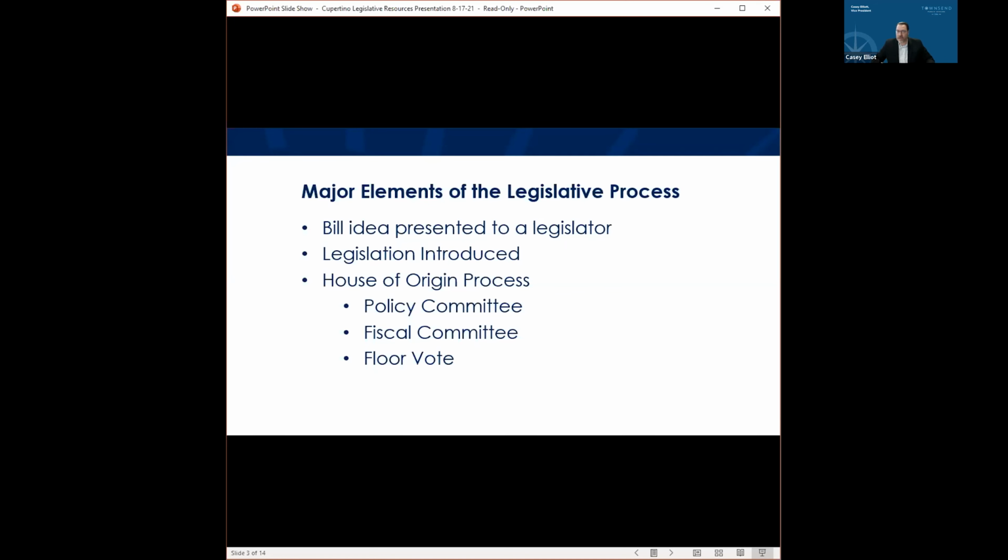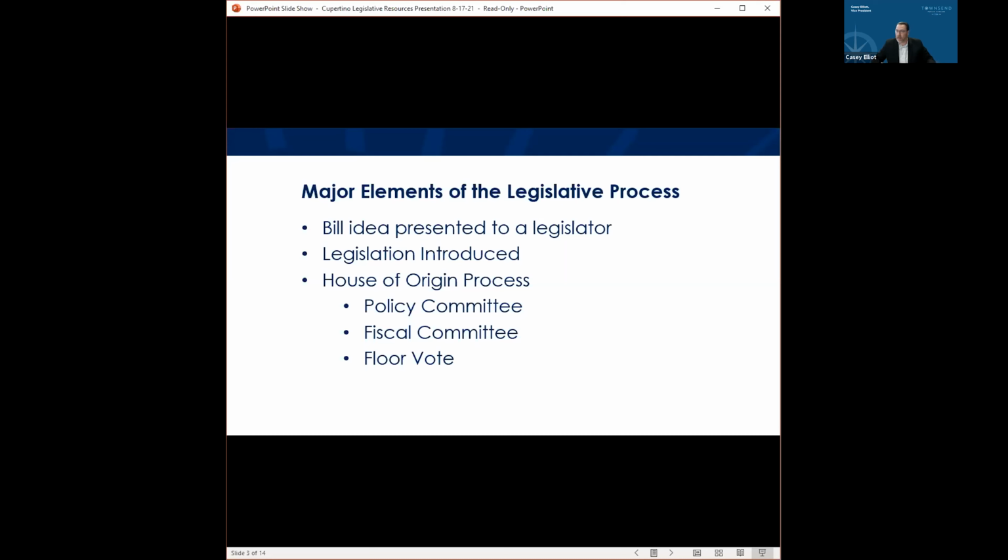At the beginning of a legislative session, bills are introduced by legislators. These bill ideas can come from anywhere. They can come from a legislator, a member of the public, professional advocates, responses to items within the community or seen on news. Once legislation is introduced, it has to go through a number of steps, including in the House of Origin. So this would be assembly bills that are introduced in the Assembly, Senate bills that are introduced in the Senate. Bills usually have to go through a policy committee or two, depending upon the topic of the bill.